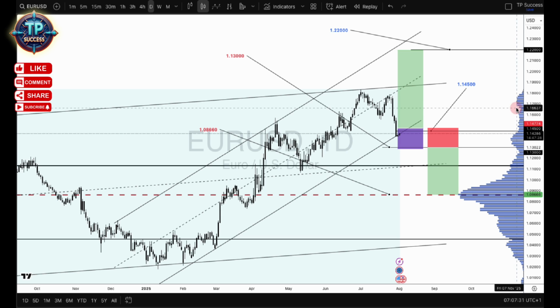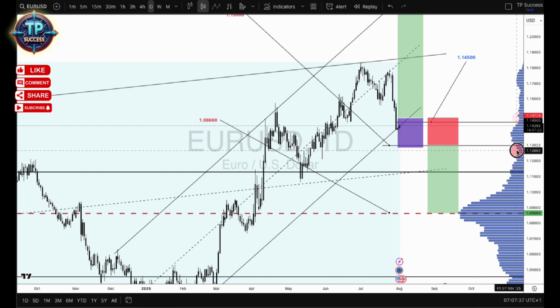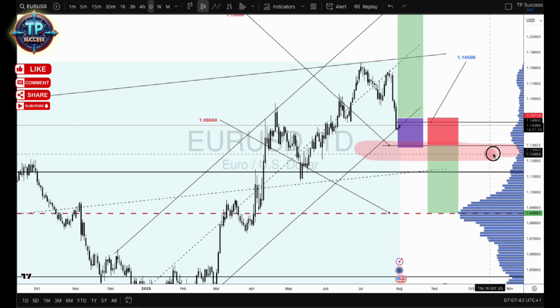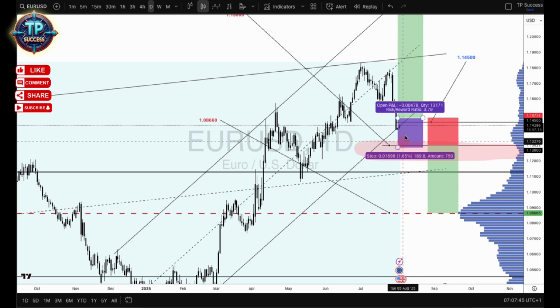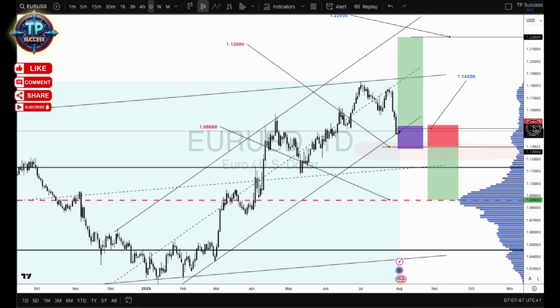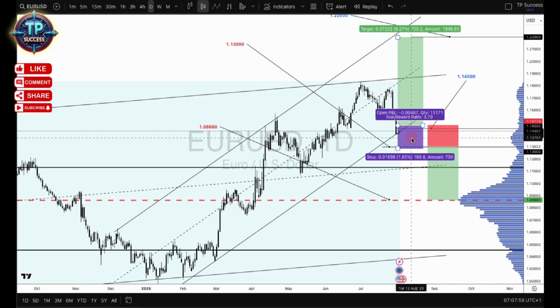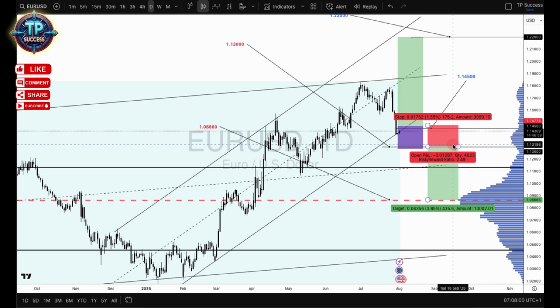Now, as it stands on this side here, we have a bunch of low volume nodes. So in this area right here is where I'm expecting price to bounce from. If you also ask me for my overall bias, I think price is going to push up as opposed to coming down. But at the same time, I also need to factor in the fact that it could come down, hence why we have the buy option and the sell option.